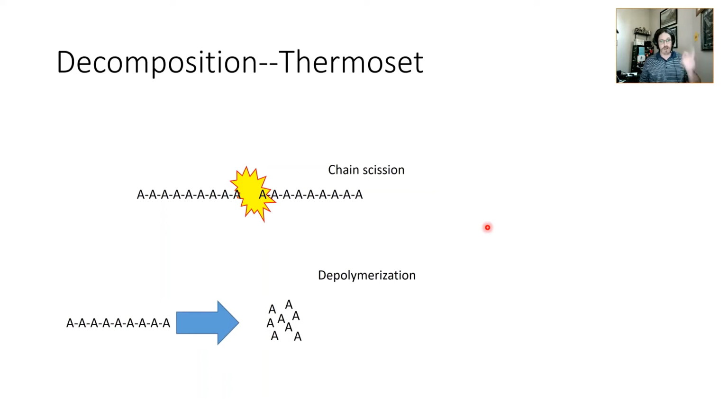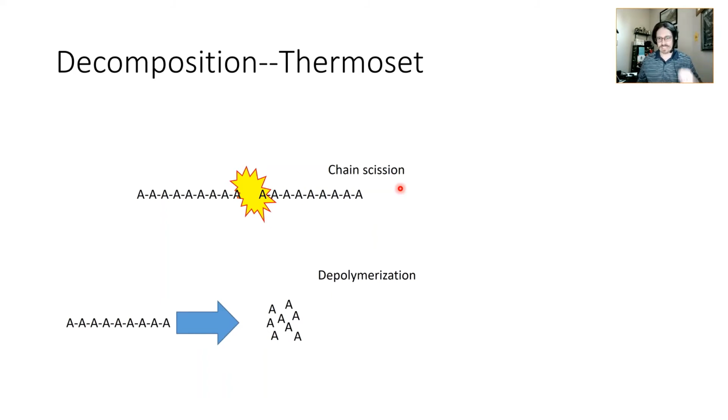Decomposition. So thermosets don't melt. They decompose, and there are two flavors of decomposition for a thermoset. A chain scission can also affect thermoplastics, and water affects certain polymers.